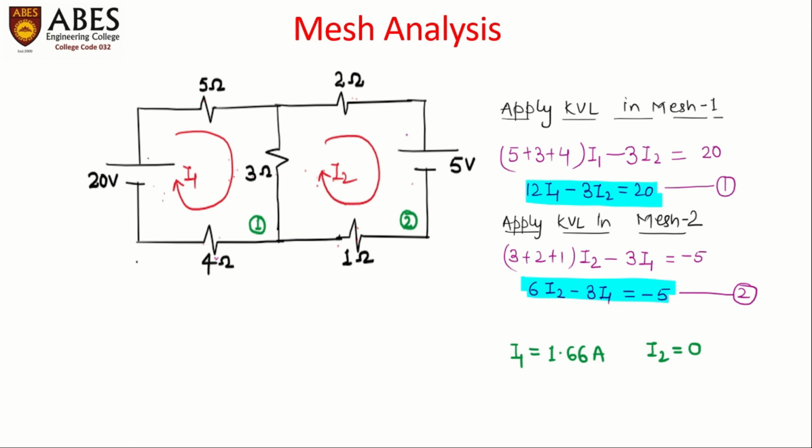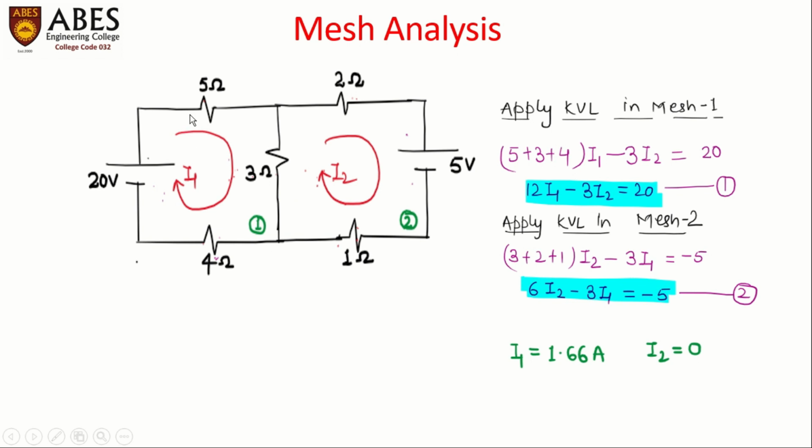In any mesh, there are two types of branches. The first one is the common branch and the second one is the uncommon branch, or you can say the outer branch. As you can see here in mesh 1, 5 ohm is the outer branch of this mesh, 4 ohm is the outer branch of this mesh, and 3 ohm is the common branch of this mesh.